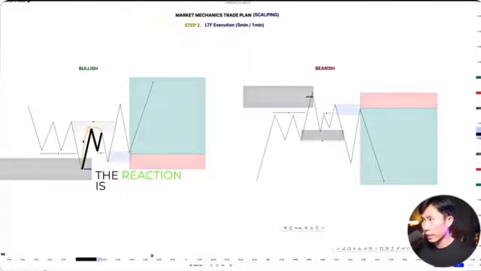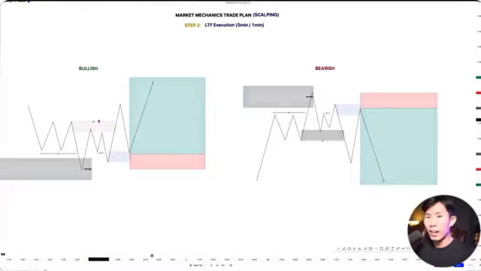Remember, the reaction is key, because this reaction shows us that this supply zone did its job, but it did not follow through. There was not enough supply to cause price to actually take out this low right here, which means at some point of time, demand actually overpowered the supply right here. When this happens, this is where we got our flip zone right here.